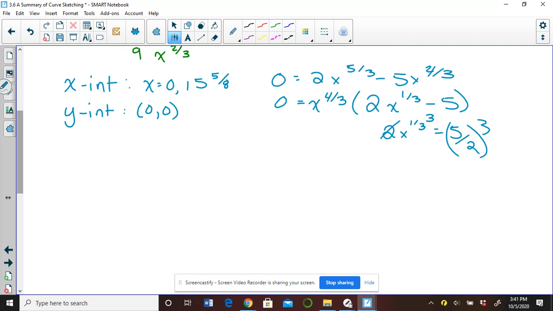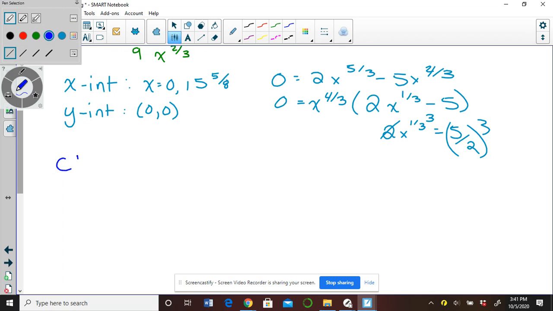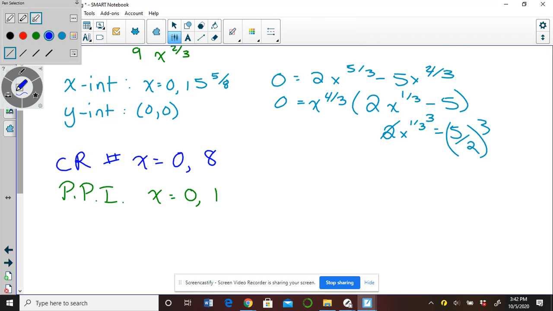So now we need to pull out our possible points of inflection and critical numbers. Critical numbers will come from f prime, and f prime is equal to 0 at 0 and 8. So that all comes from the first derivative. And then our possible points of inflection would come from our second derivative, and our second derivative is undefined at 0. And our other point of inflection would be 1 from the numerator. So now we have all of our key information. So we're going to go build our table now.